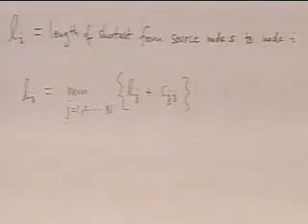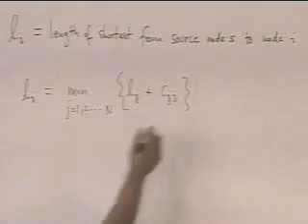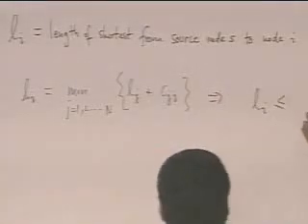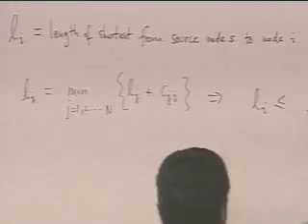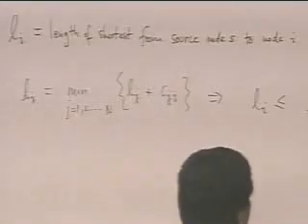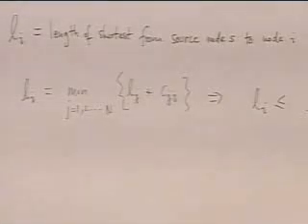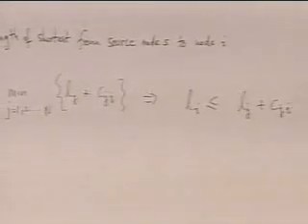Let's relax that. This particular thing implies that L sub I is less than or equal to L sub j plus C_ji, I going from 1, 2 up through n. Because L sub I is equal to the minimum, L sub I has to be less than or equal to each of those terms.